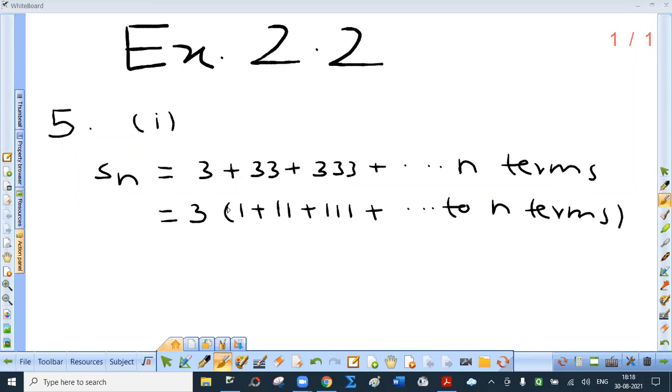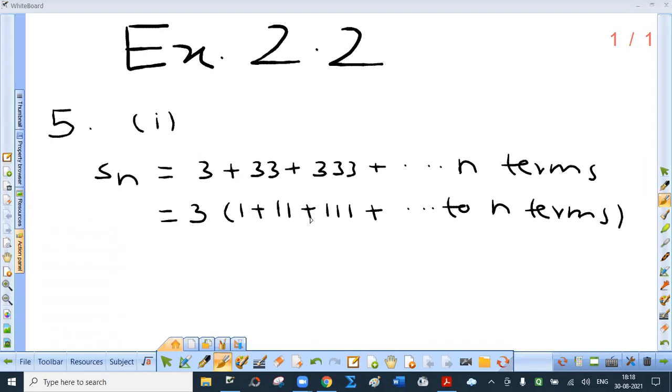First part, 3 + 33 + 333 + 3333 and so on. I hope you will not say that these terms are in GP. These terms are neither in AP nor in GP. So the main job here is to express this as a sum of GP or sum of AP, or first part GP, second part AP, like that.